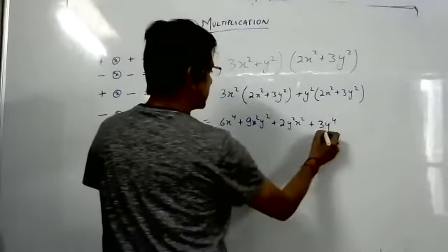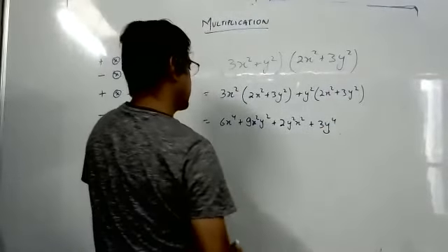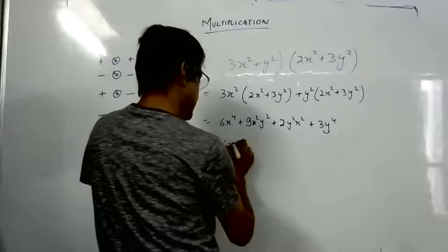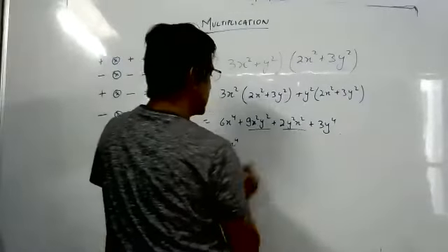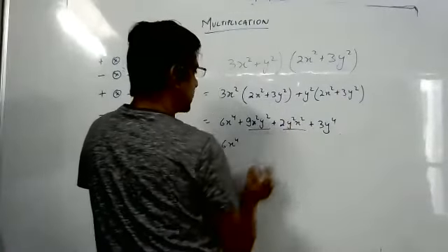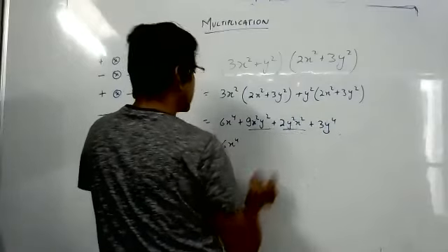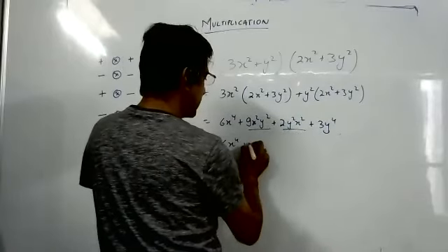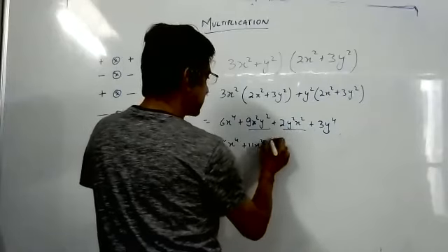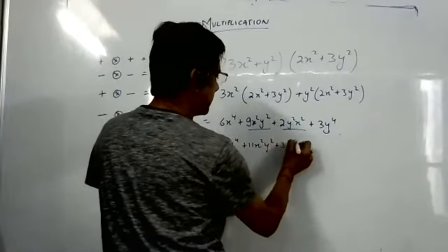Next step, last step is left out. Yes, tell me. You have to pair the like terms. So 9x square y square plus 2x square y square. x square is also x square y square. So 9 plus 2, 11 x square y square plus 3, plus 3y to the power 4.